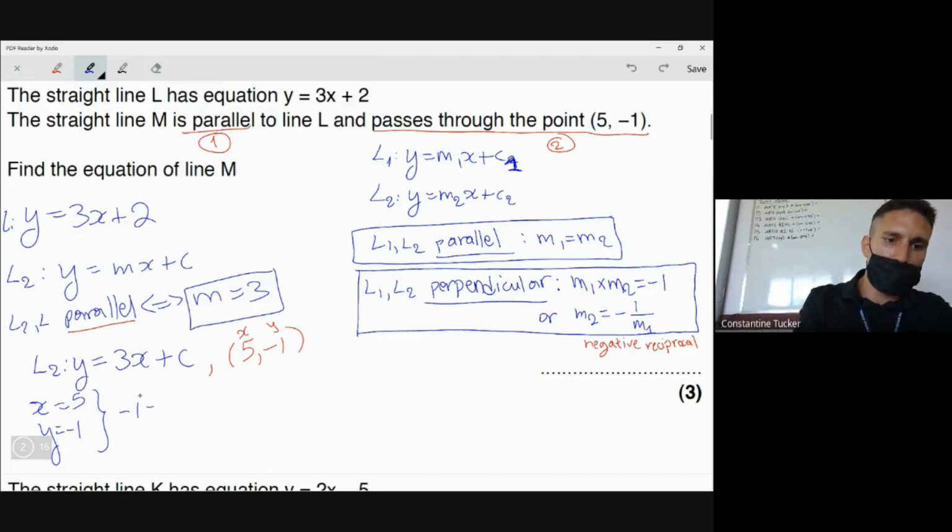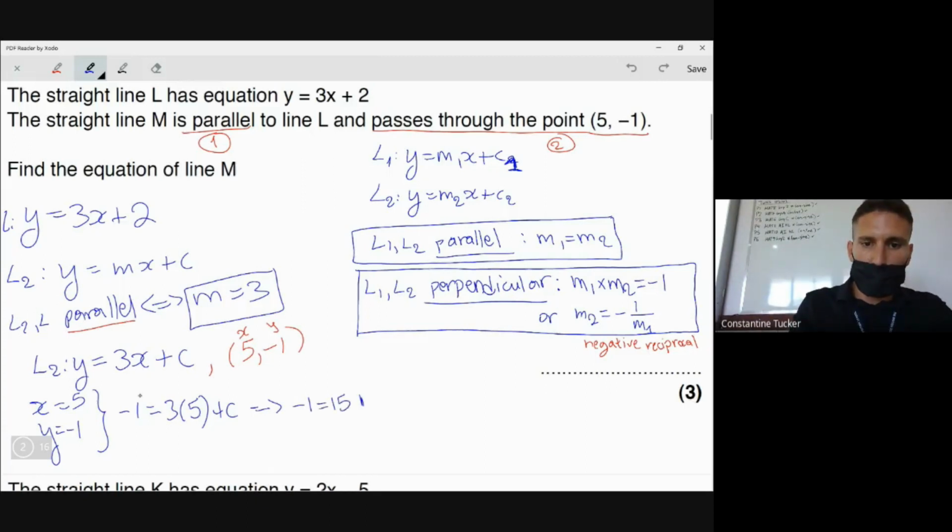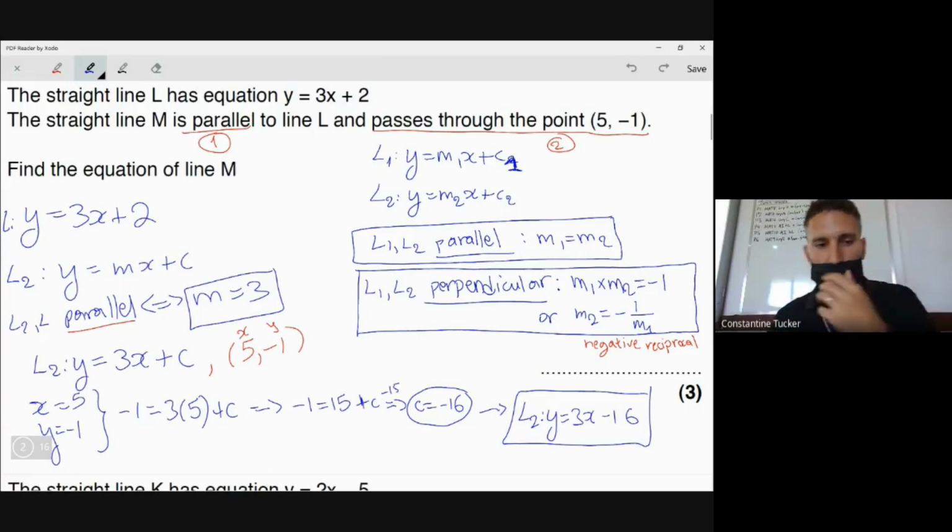So let's see what happens when x is 5 and y is equal to -1. Well, we get -1 is equal to 3 times 5 plus c, which gives us -1 is equal to 15 plus c. So what is c going to be equal to? Well, if you do -15 on both sides, you get c is equal to -16. So now we are finally ready to say the equation of the line, which is y is equal to 3x minus 16. And that is the final answer.